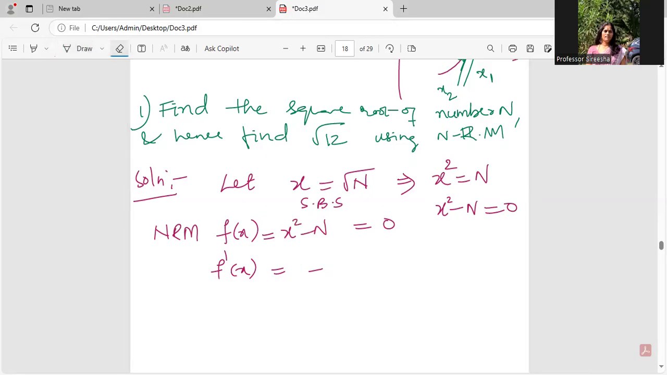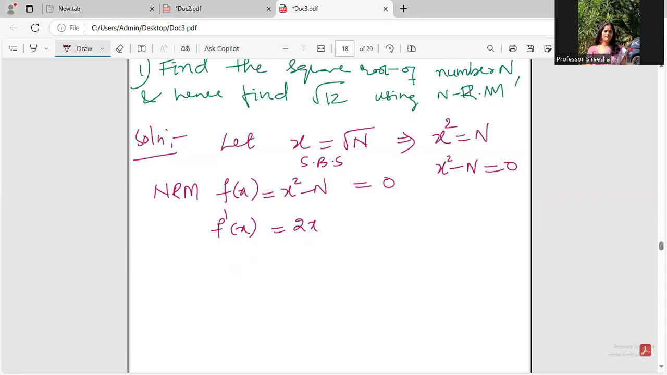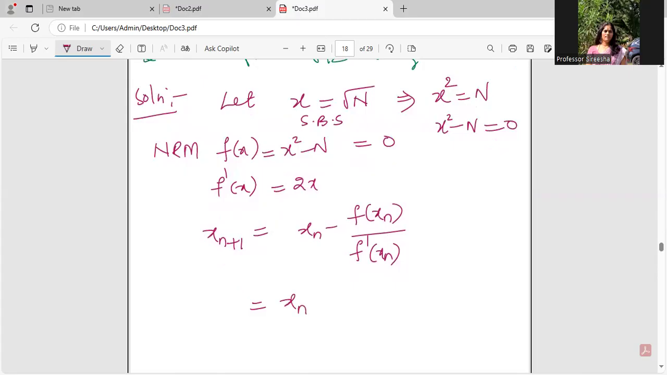Always remember this point. Again, I'm stressing on it. Remember this point, because otherwise, all your effort will go waste. F prime of x is 2x. And now the contribution from the denominator is there as x values change from x0, x1 and so on. Now let me write the formula. Xn plus 1 is equal to xn minus f of xn by f prime of xn, since they will be asking you for a recurrence relation as well. So xn minus x square minus n by f prime of xn, which is 2xn. Wherever x is there, I'm putting xn.